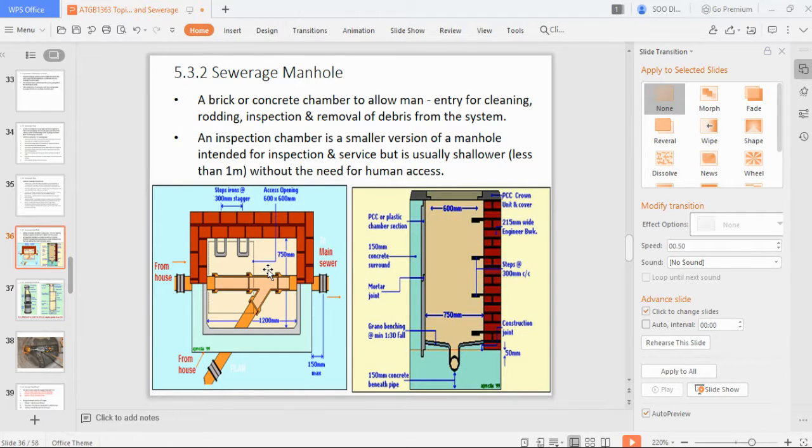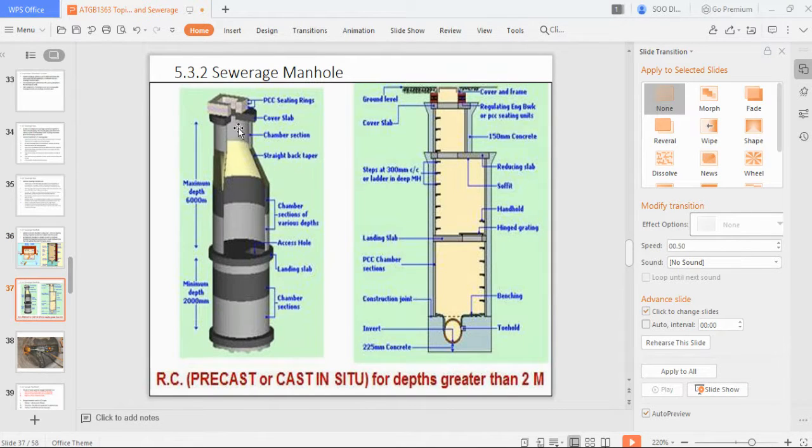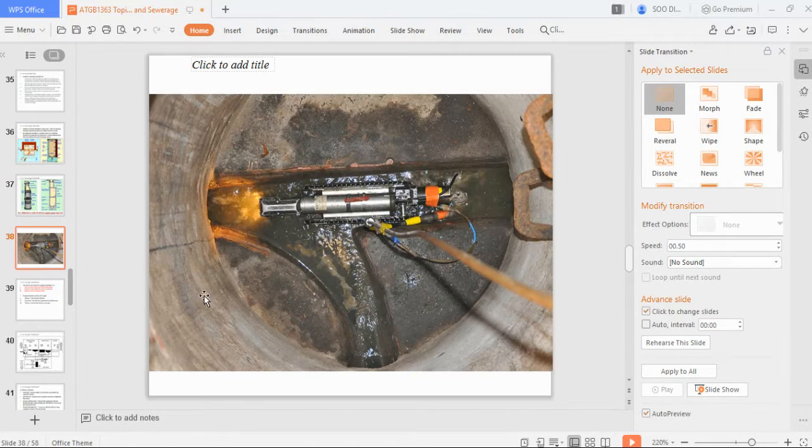So there are two areas in which the manhole can be installed. The first is the pipe joining area where you have some sort of a T. And then another requirement for manhole installation is when there's a very, very long distance of piping, so you want to have a service point or inspection point for that. So these are the different components of how this RC manhole is made up of. And then this is a picture of an RC manhole. Here, I think they are lowering equipment to check and maybe wash the manhole.